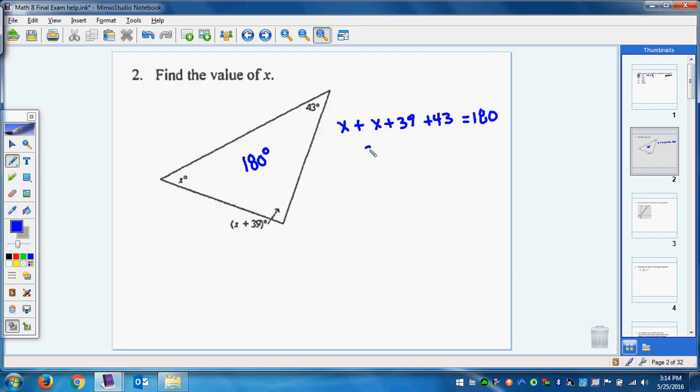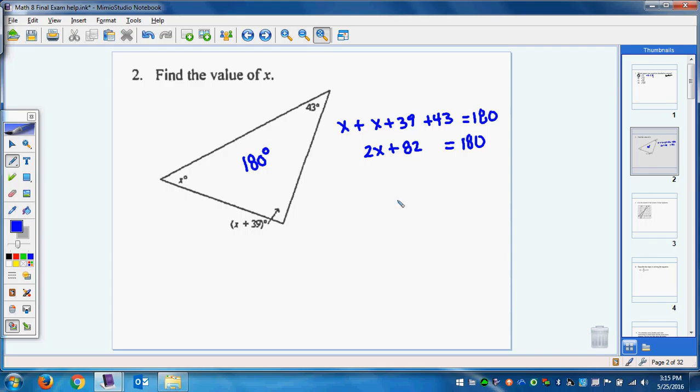So x plus x is obviously 2x plus, this is pretty close to 40. So if I think about it as 40 plus 43, that's 83, but that's not really 40, it's 1 less, so that'd be 82. And I'll give you a moment to solve that on your own. Again, you're trying to find the value of x.